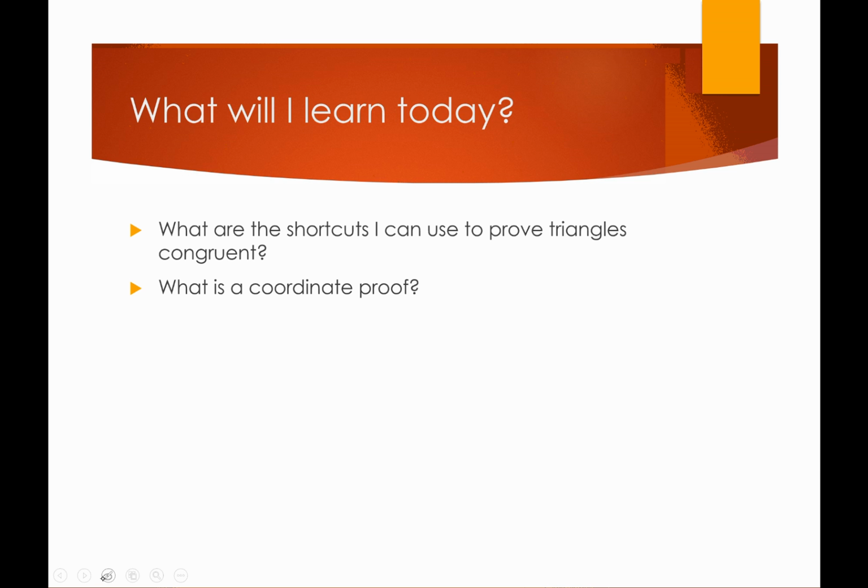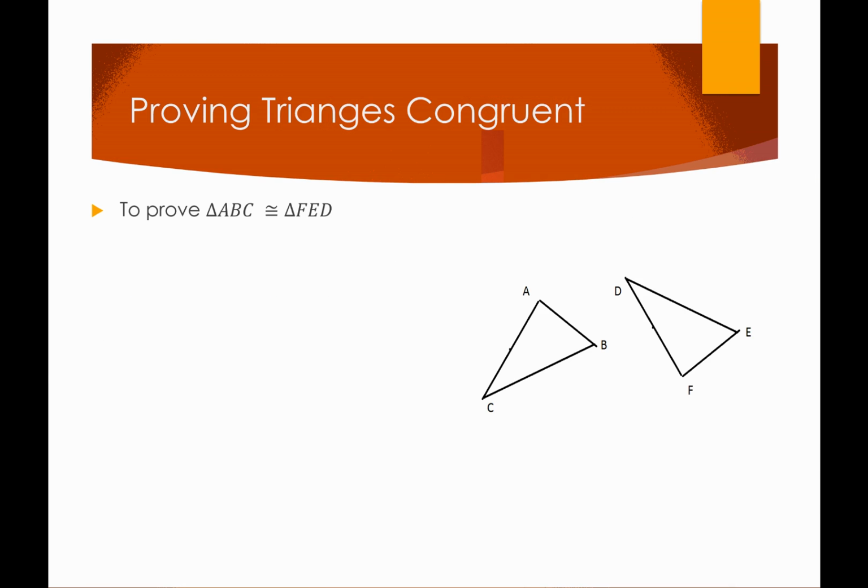All right, so if I want to prove that triangle ABC is congruent to triangle FED, up until this point, because I just taught this yesterday, you would have to show me that all of its corresponding parts were congruent. So that angle A would be congruent to angle F, angle B would be congruent to angle E, and angle C would be congruent to angle D. So that's what we would have to prove.